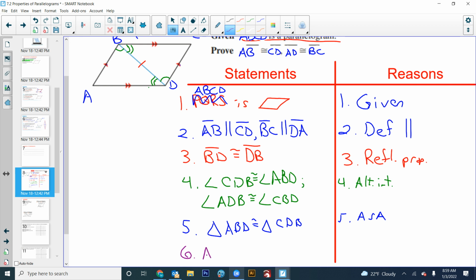AB congruent to CD, and AD congruent to BC by, what's that thing called again? CPCTC. Corresponding parts of congruent triangles are congruent.